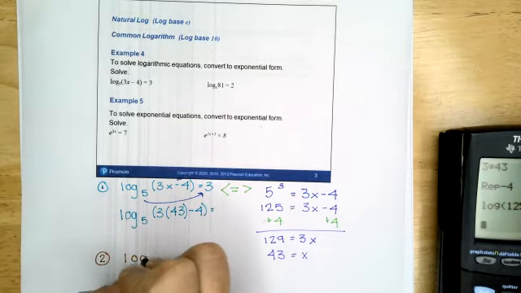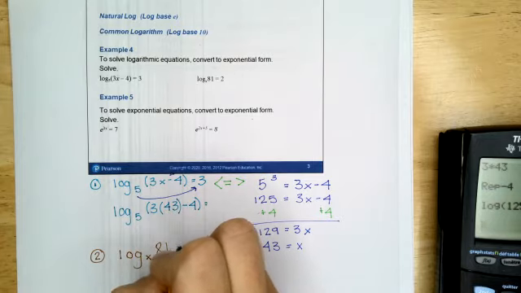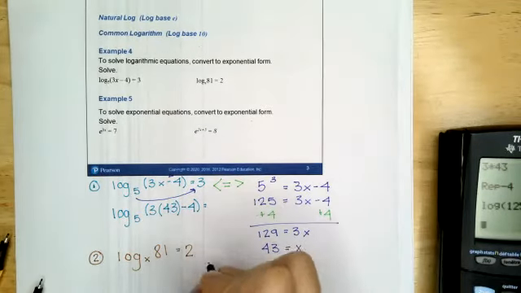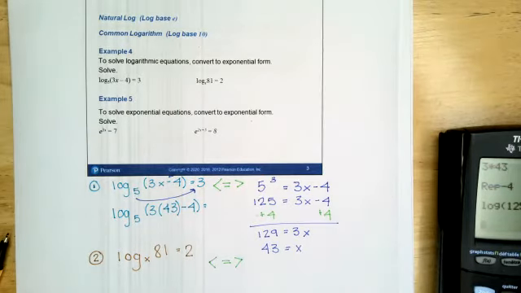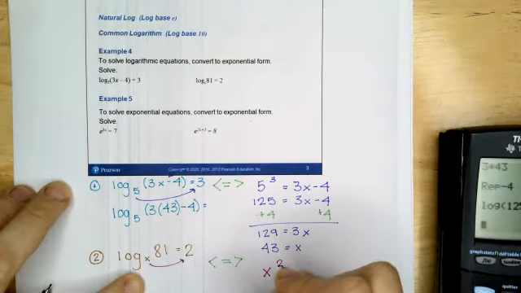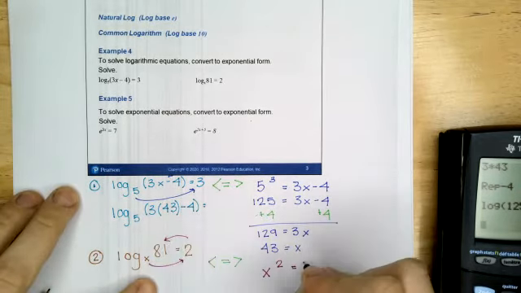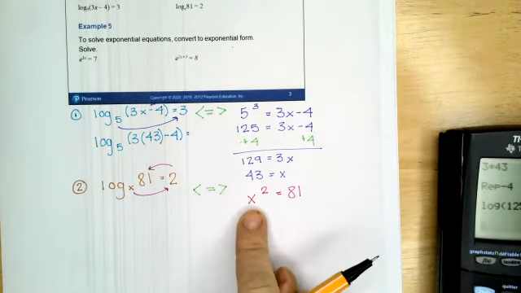Now we have a log x. Log base x of 81 is 2. Good. I wrote it too high, but I can convert it. Start with my base. X to the power of 2 equals 81. Good. All right, now it's again just algebra.